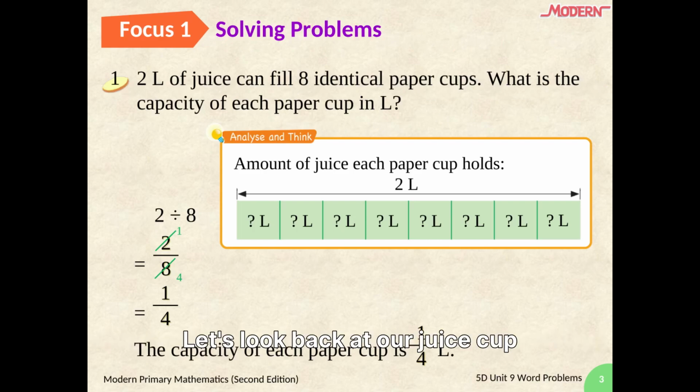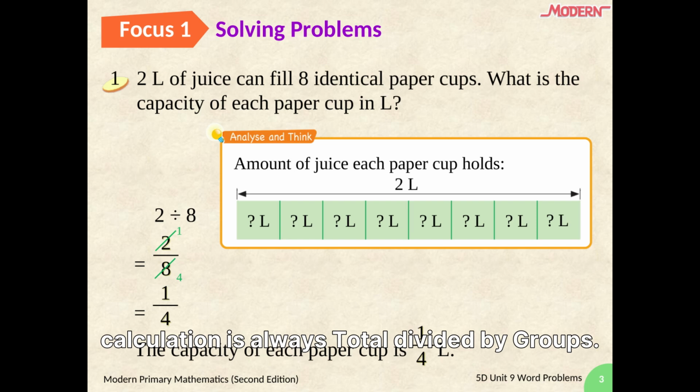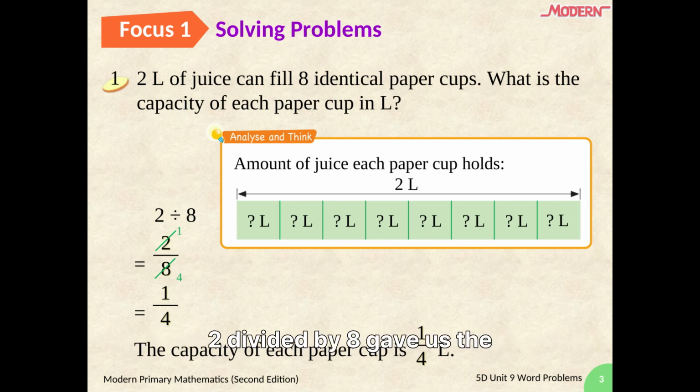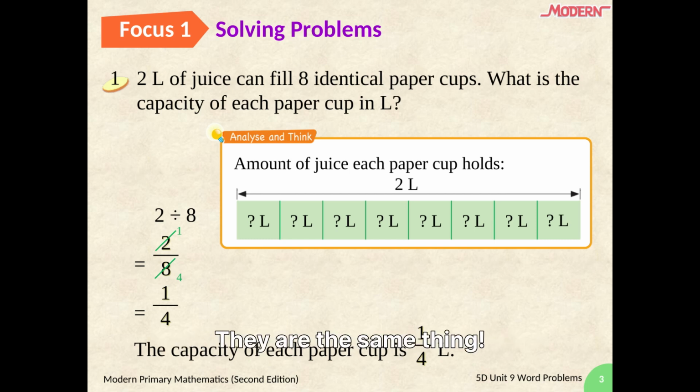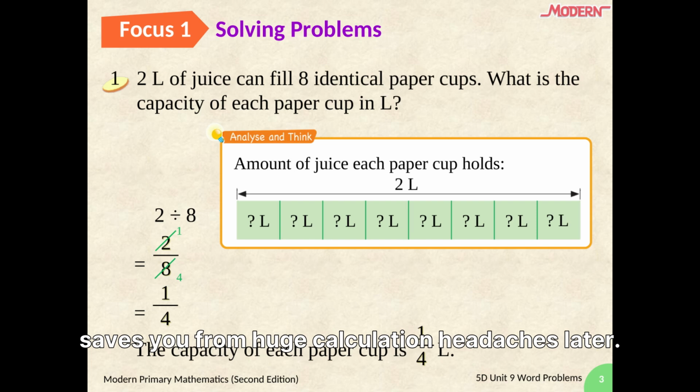Let's look back at our juice cup problem on page 3. This was our foundation. When you have a total amount, like 2 liters of juice, and you need to share it equally into cups, your calculation is always total divided by groups. 2 divided by 8 gave us the fraction 2/8. The biggest takeaway here was learning to read fractions as division problems. They are the same thing. And our golden habit: always simplify. 2/8 becomes 1/4. Getting into the habit of simplifying early saves you from huge calculation headaches later.